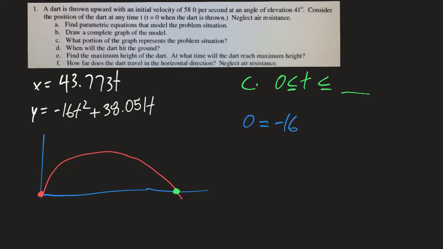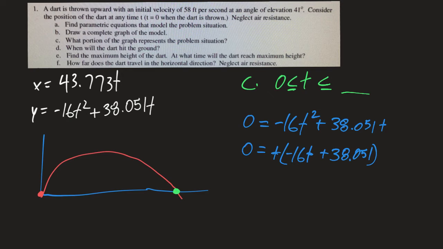And I'm going to have negative 16t squared plus 38.051t. And we can just solve this by either factoring or using the quadratic formula. In this case, I'm just going to factor. Because there was no height, it becomes pretty easy for us to factor. Negative 16t plus 38.051. Okay, so all I can do is GCF out of t.